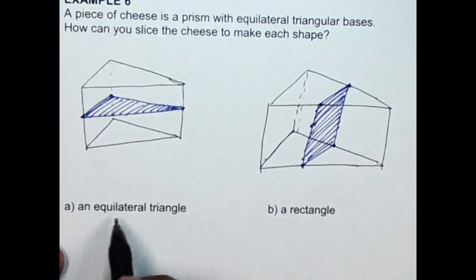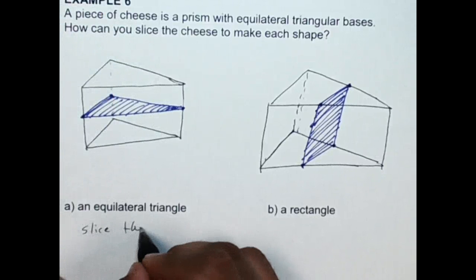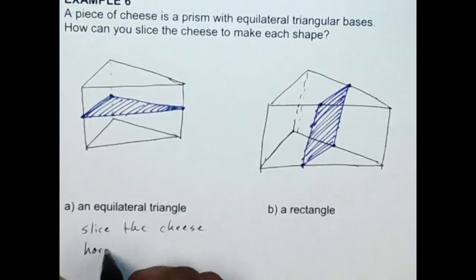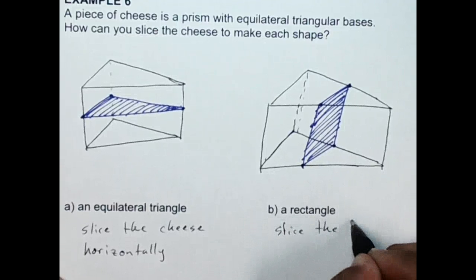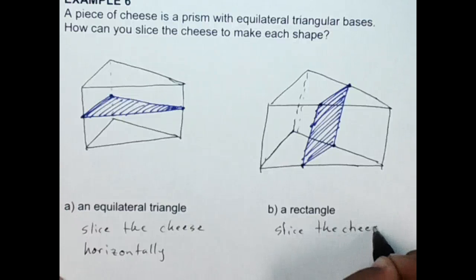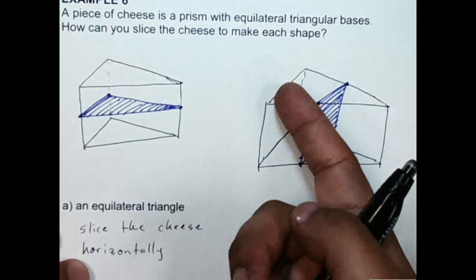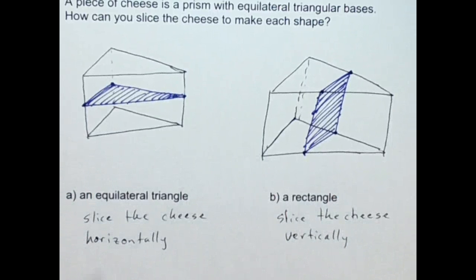So to answer question 6A, I would slice the cheese horizontally. And to make it a rectangle, I would slice vertically. All right, and that, of course, is not the only way you can slice these. You can come in and slice it from here going back down this way. You can just cut off a piece off the edge. But as far as answering these two questions, that's how you would cut them to form these two shapes.